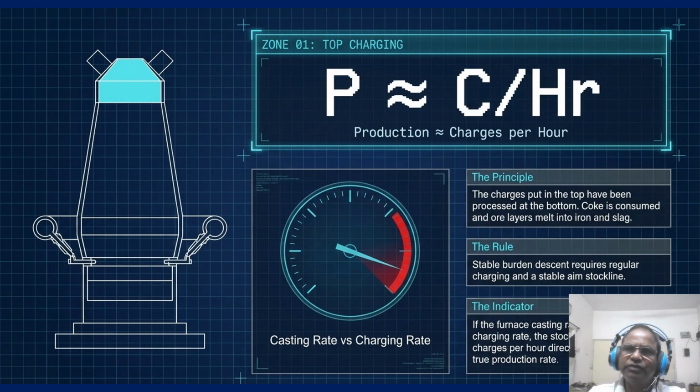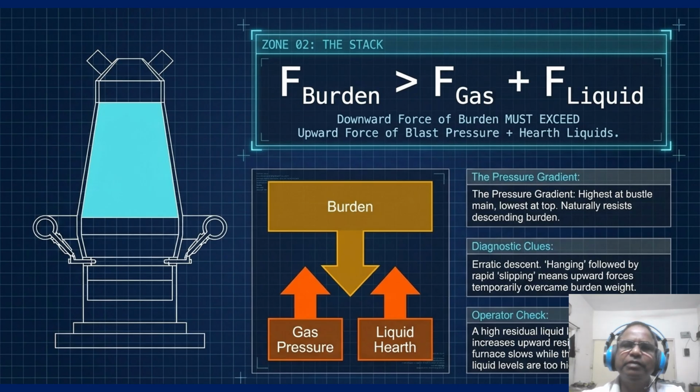So your key indicator here is the balance between your casting rate and your charging rate. If iron is leaving the taphole faster than you are charging at the top, you will lose your stock line. Remember, your charges per hour are your most direct real-time window into your true production rate. And this is a very true statement that each operator has to keep in memory.